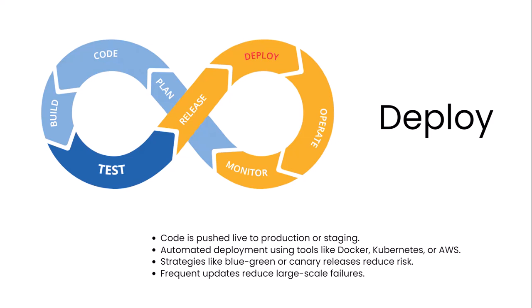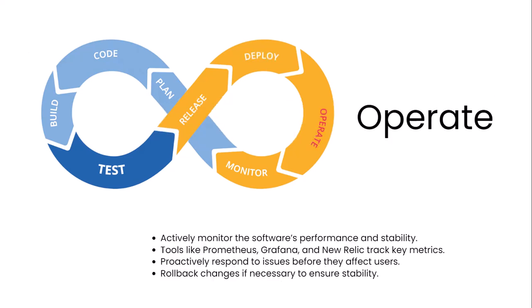This step reduces the friction in getting new features live and enables frequent incremental updates. Instead of waiting months for a major release, users get updates as soon as they're ready. This not only improves user experience, but also reduces the risks of large-scale failures. Once the software is live, we move into the operate phase. This is where the application is actively used and the team monitors its performance and stability.